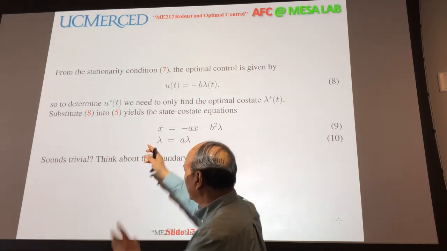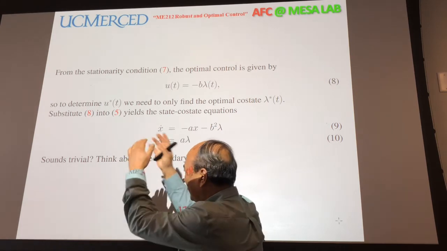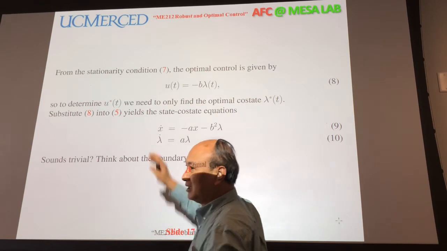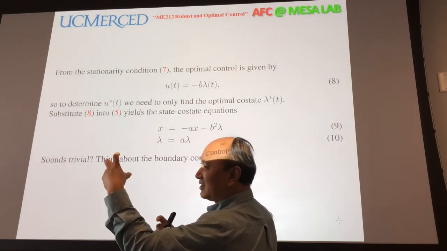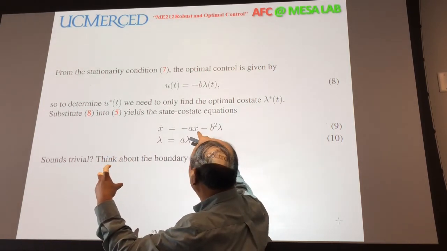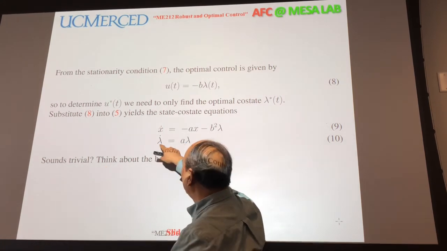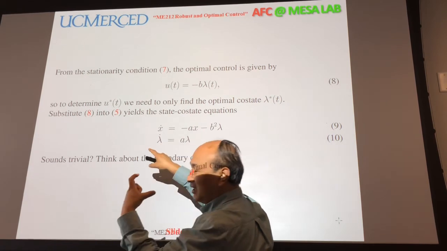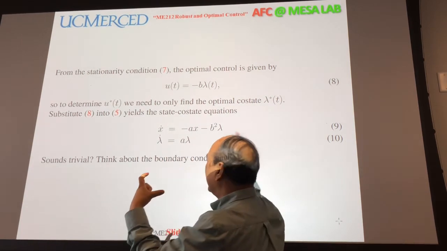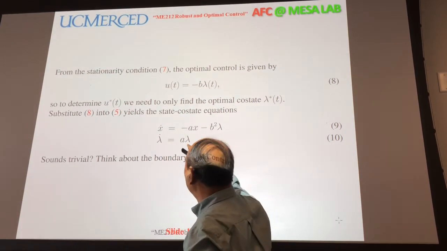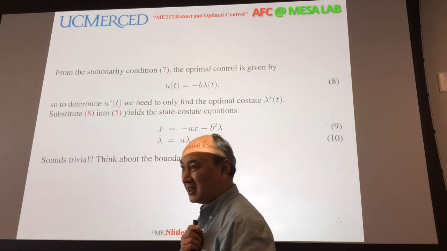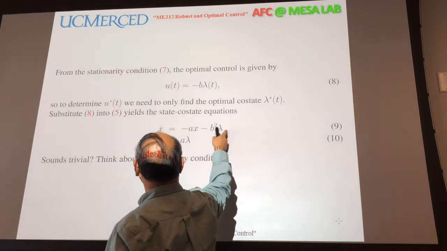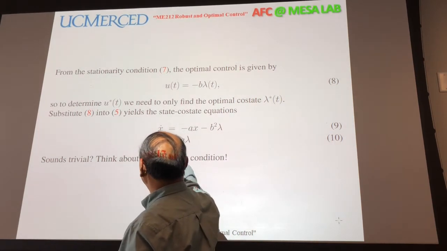Remember, you just stack x and lambda as a vector, so you have a differential equation in vector form. But half of the vector is given an initial point, and we don't know the initial condition of the other half. It turns out to be very interesting. I told you, a two-point boundary value problem. So this is the initial value problem, and this is the final value problem.